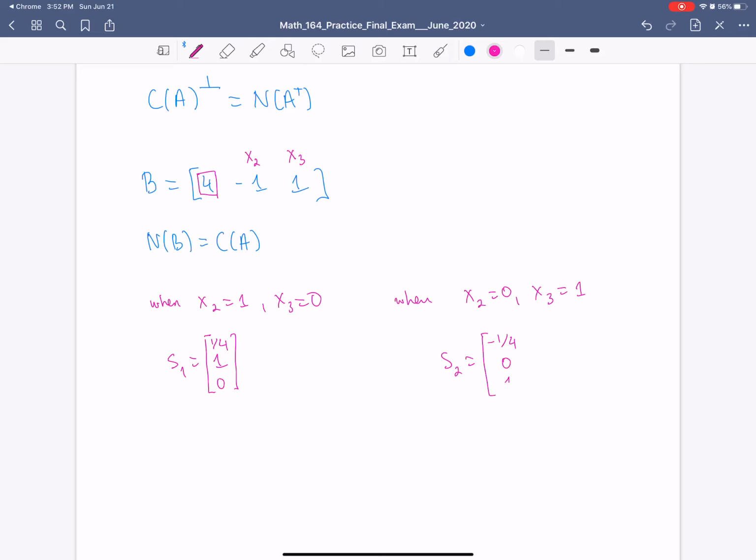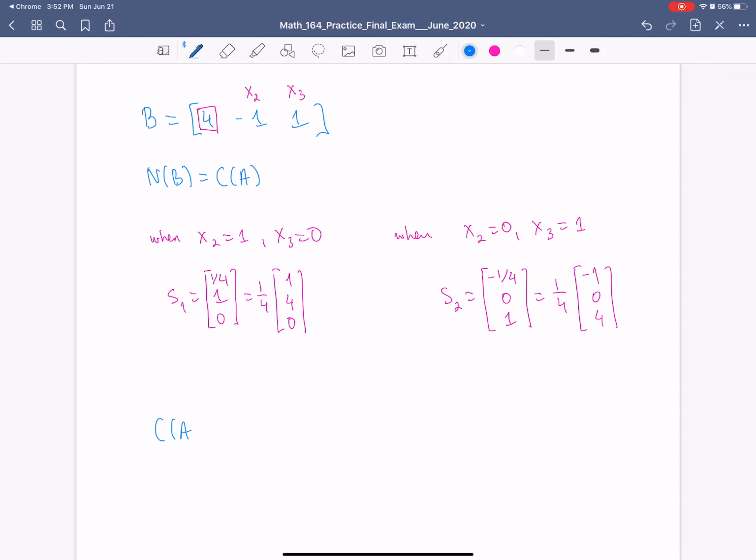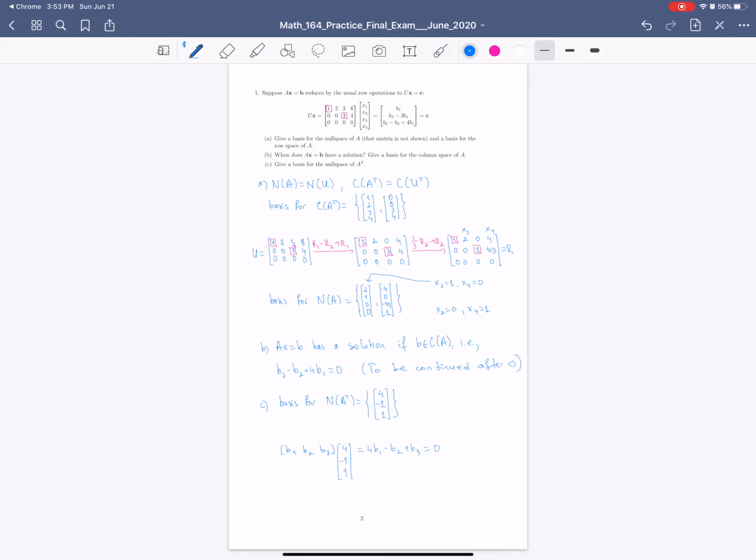And then when x2 is 0 and x3 is 1, the special solution is going to be a negative quarter, 0, 1. Of course, you could also write this as a quarter and then 1, 4, 0. And then similarly here, a quarter and then negative 1, 0, 4. So you could take either this vector and this vector, or you could take this vector and this vector. As long as you find two vectors with three components which are orthogonal to the row here, you have the null space of B. So finally, to summarize my result, the column space of A, which is the same as the null space of the matrix B, has a basis of 1, 4, 0, and negative 1, 0, 4. Okay, so that's how we actually have the four fundamental subspaces of A, by the way.